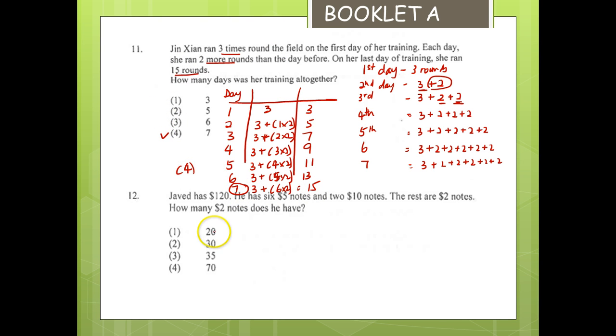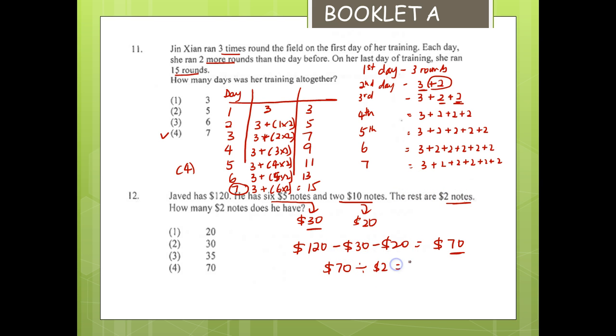Option number 4. Jave has $120. He has 6 $5 notes. So 6 $5 notes is 6 times 5 is 30. 2 $10 notes, which is 2 times 10 is 20. The rest are $2 notes. So first I must take 120 minus 30 minus 20, which gives me $70. So I need to take the 70. The rest are $2 notes. I take 70 divided by $2 notes. I will get 35 $2 notes.